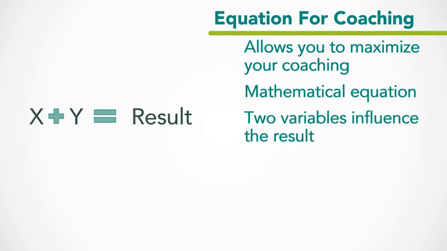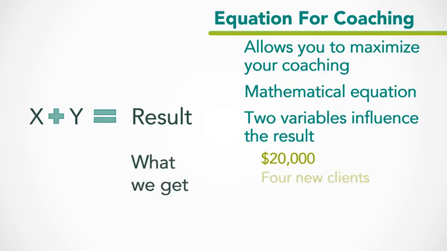We all have results that we get. And in this example, I'm going to call that our what, right? The result is the what. It's the what we get. So we get $20,000 in revenue. We get 4 new clients. We get 10 referrals. We get 6 new projects, right? These are the results. On the other side of the equation, we have skill set plus mindset, or how plus why.